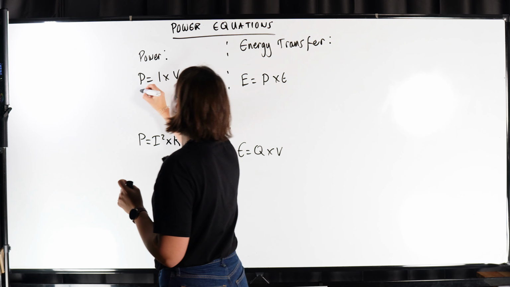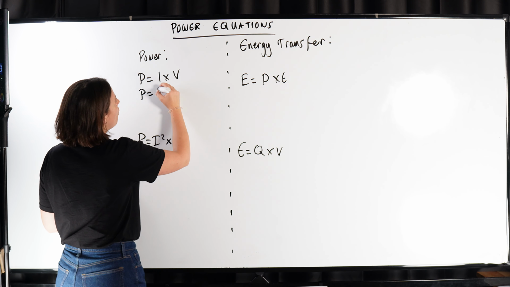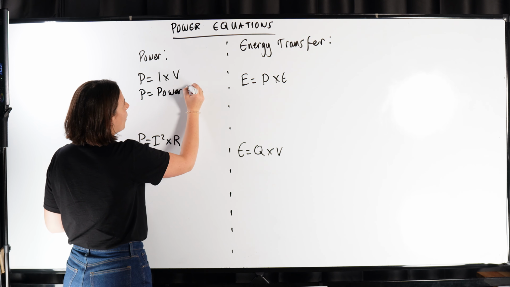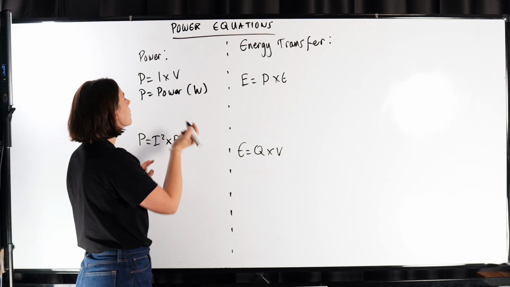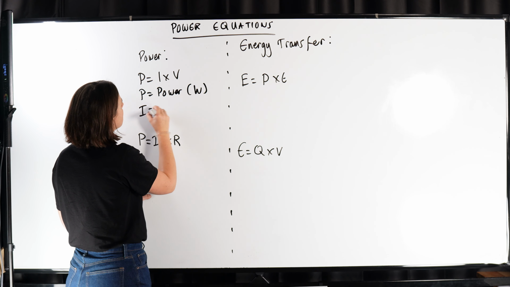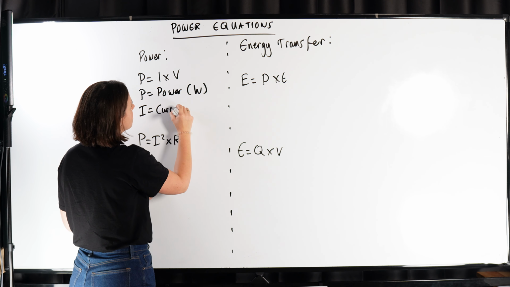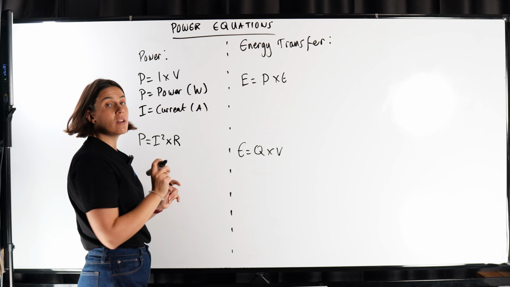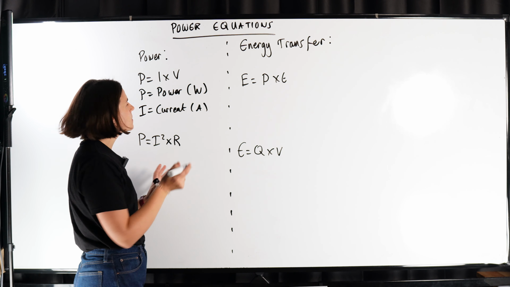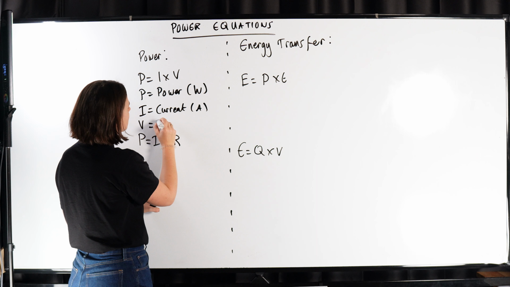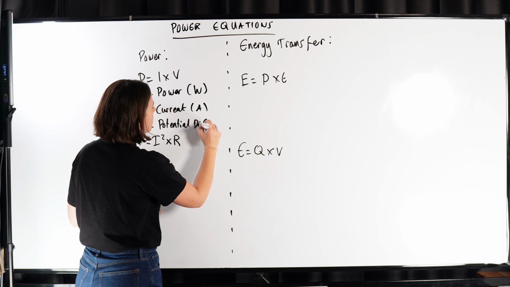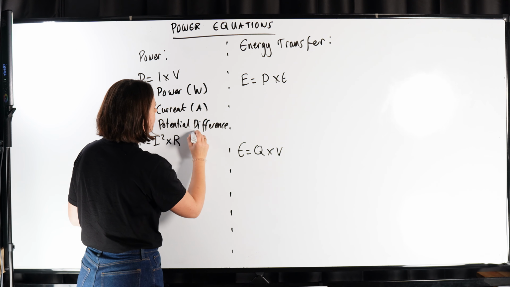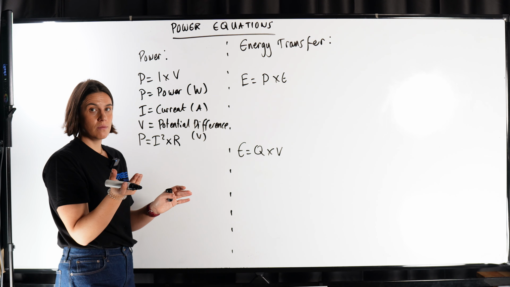So P always stands for power, and we measure power in the unit watts. I stands for current, and we measure current in the unit amps. V stands for potential difference, and we measure that in the unit volts.